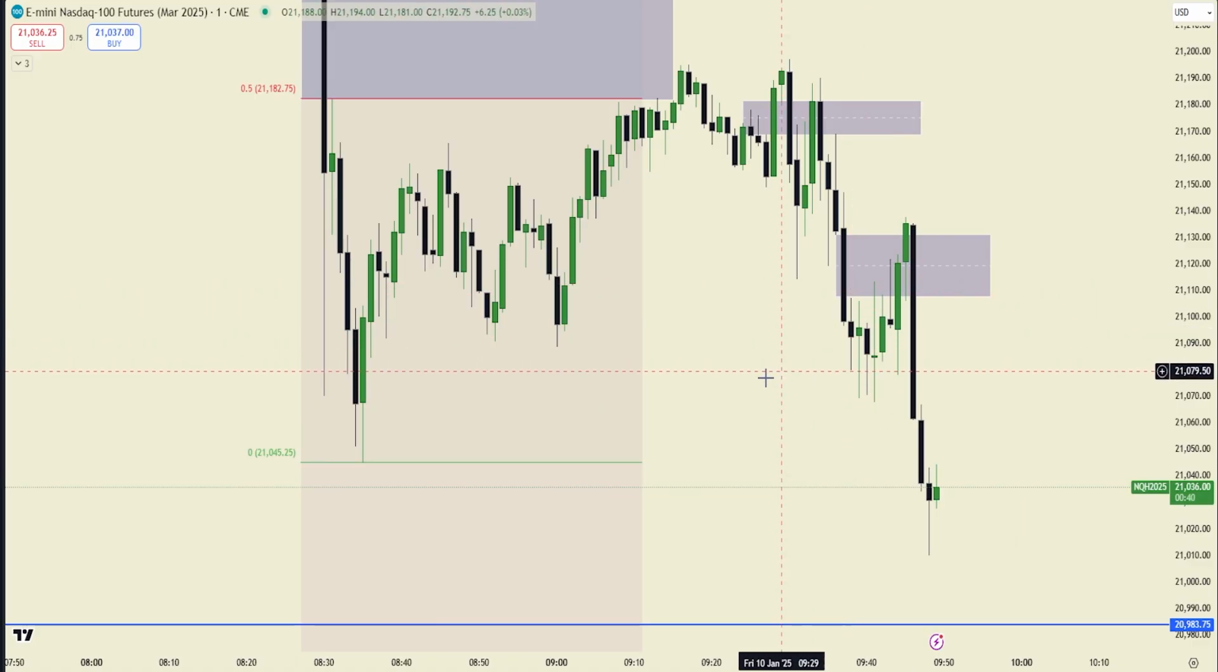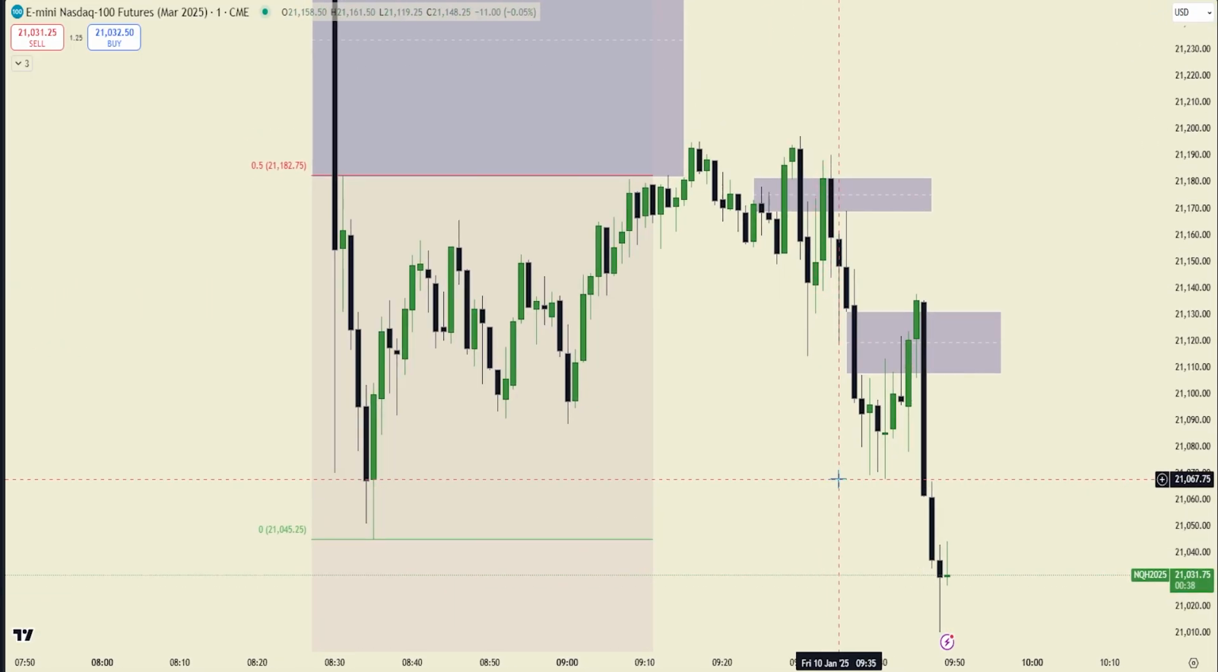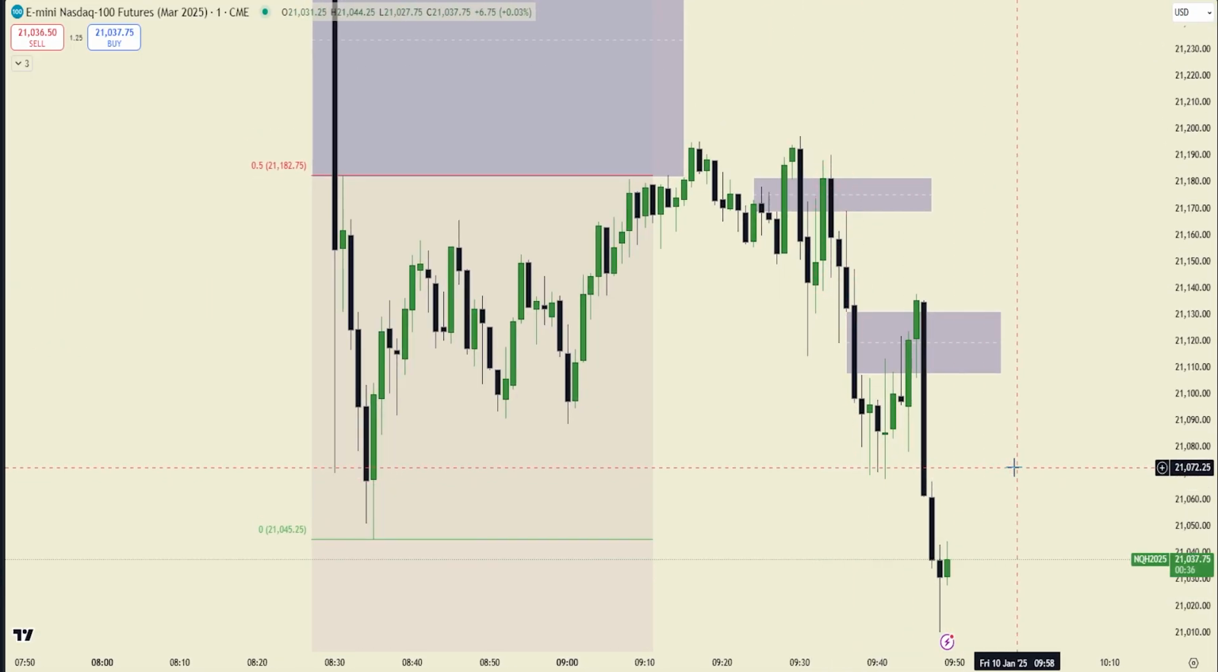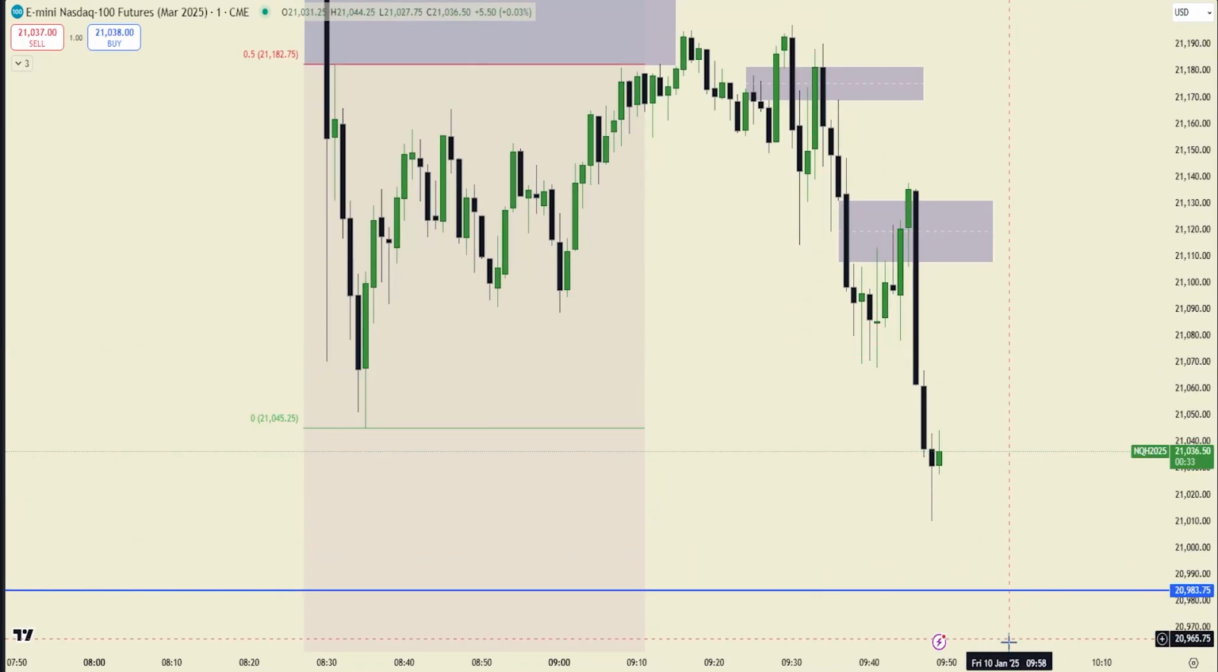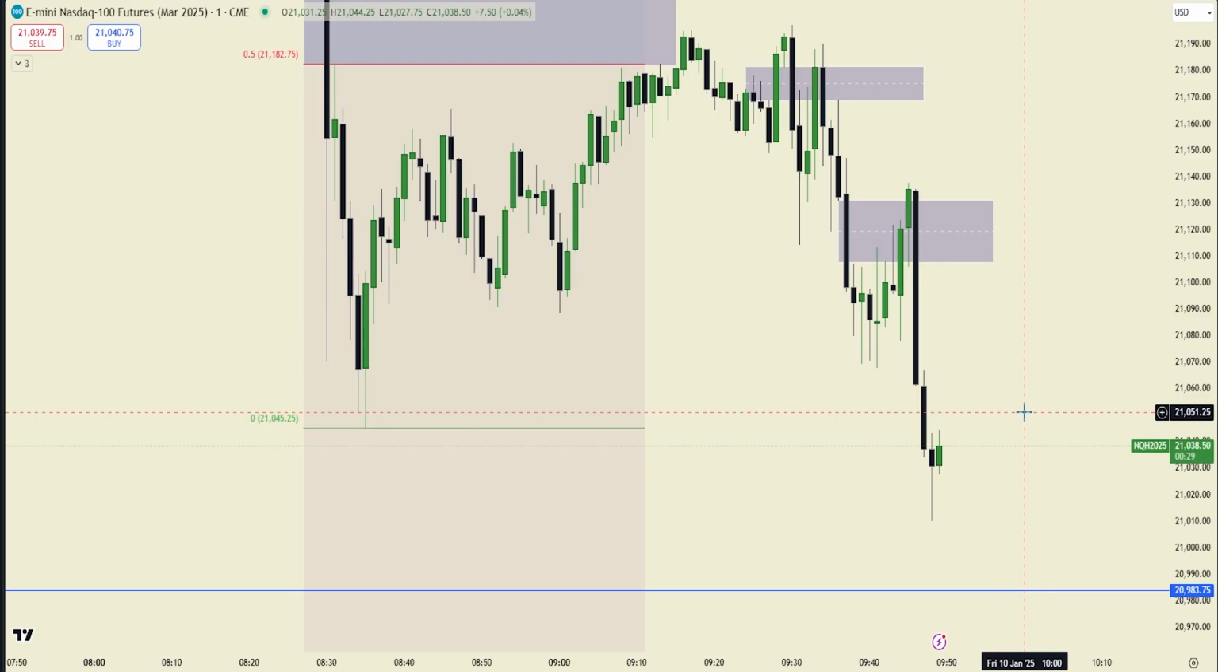The other aspect of it too is it's against our bias. So our bias was bearish. And whenever you're taking a trade against your bias, that can't be A plus.